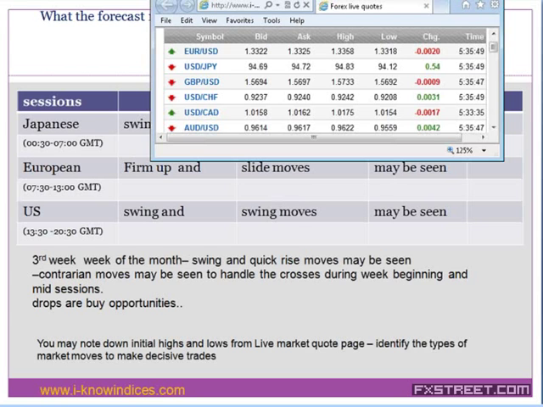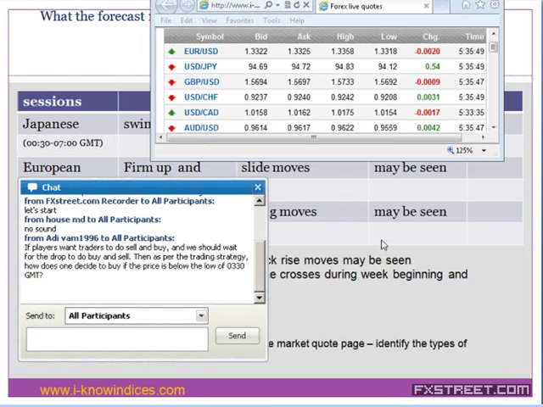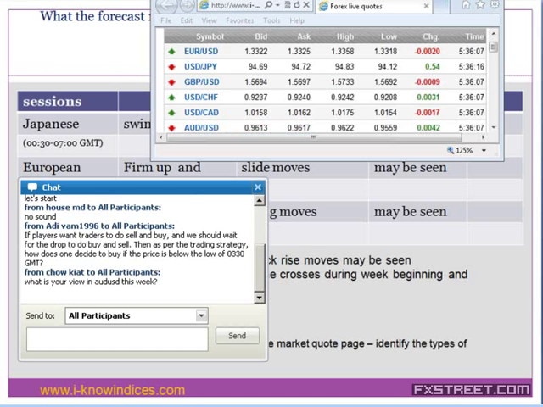So there are questions asked here. Let me try to answer the questions. Okay, Adi has got a question. If players want traders to do sell and buy, and we should wait for the drop to do buy and sell, you are right. Then as per the trading strategy, how does one decide to buy if the price is below the low?